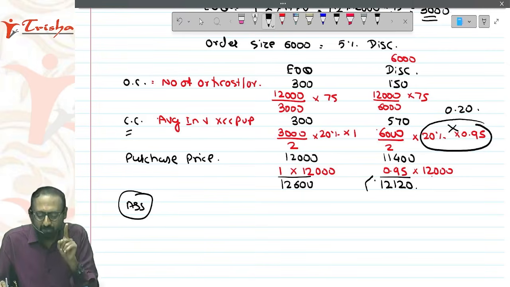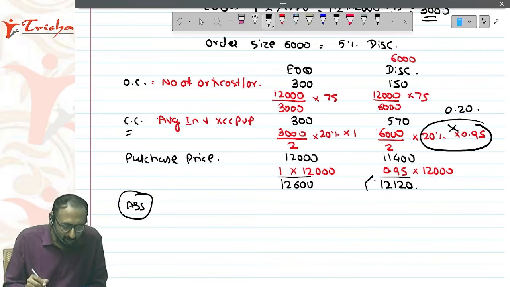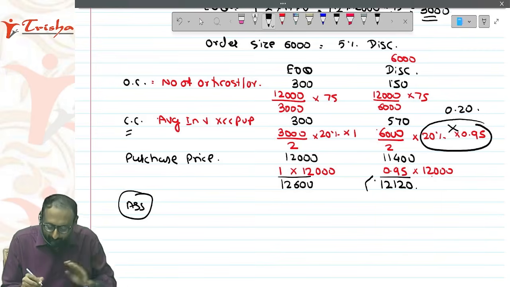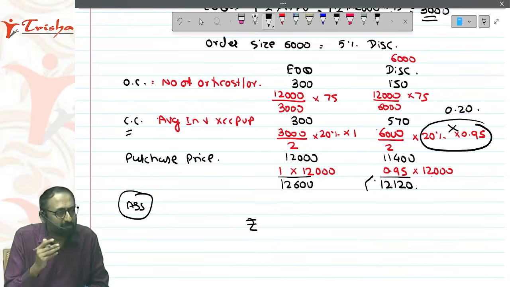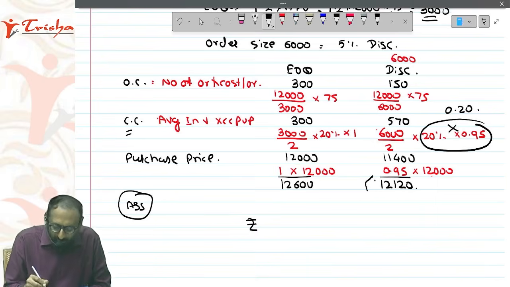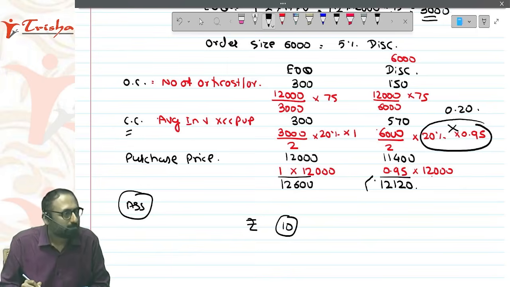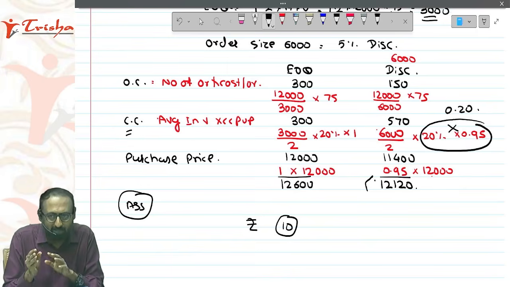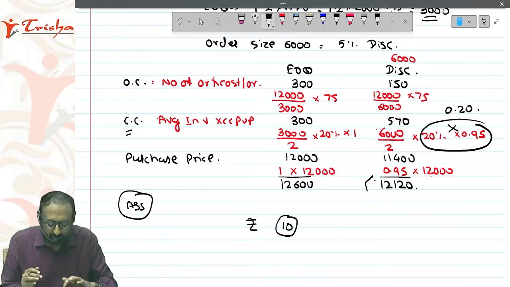It is given in a question, carrying cost will not change. One more thing you will have to remember. If carrying cost is given directly in rupee term, say 10 rupees is your carrying cost, then with discount will the carrying cost change, or will it not change? Why will it not change?